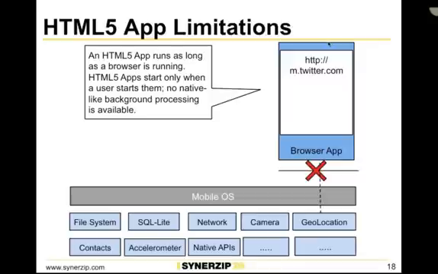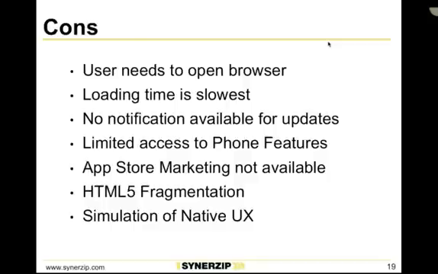Now he can go there, check his latest tweets, and post a new tweet, but there's no way he'll be notified automatically that he got new tweets. There's no way some background processing will keep on happening. This is a drawback of having an HTML5 app. It's always when the user wants to do things that he can do those things, but the application cannot inform the user.